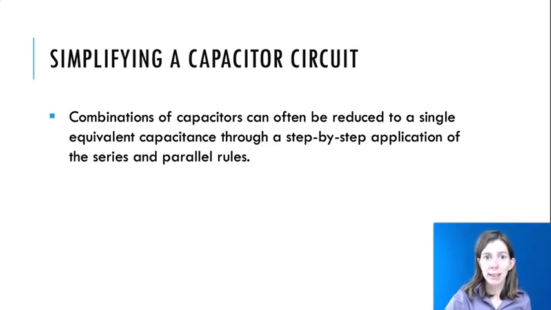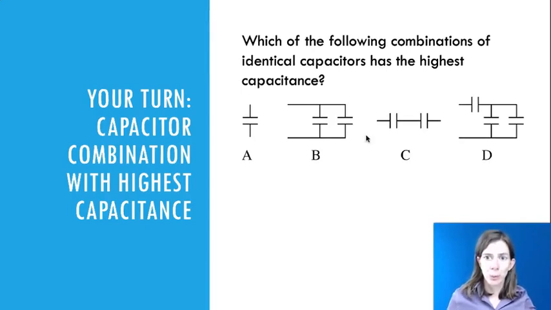But basically the idea to simplify a capacitor circuit is that you're going to do a step-by-step application of the series and parallel rules. So if there are two capacitors in parallel, you simplify those, and then you see what you have left, and then you keep simplifying what you can one step at a time until you are left with one equivalent capacitance. So in this video, we're going to do one example. It's not going to have numbers, it's just to give you an idea of how this works. And then in the guided examples, we'll have numbers and we'll have a more complicated circuit.